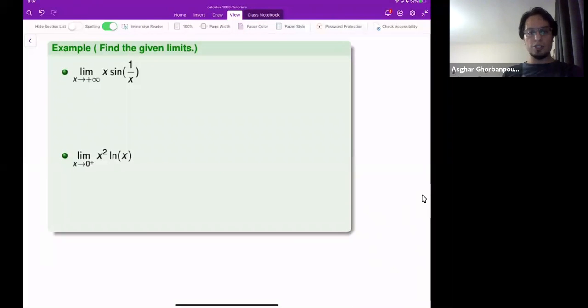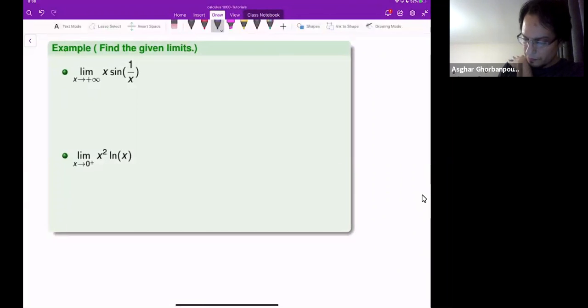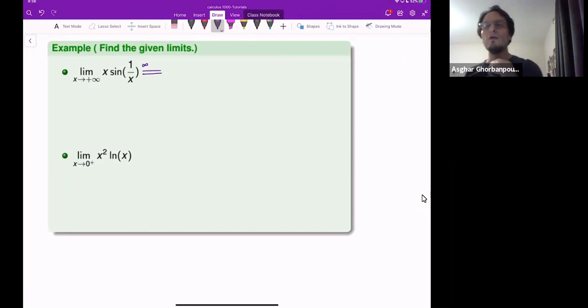As x goes to plus infinity, the limit of x is going to be infinity, yes? And the limit of 1 over x as x goes to infinity is 0. The limit of sine of 1 over x is going to be sine of 0, which is 0. So this is infinity times 0.